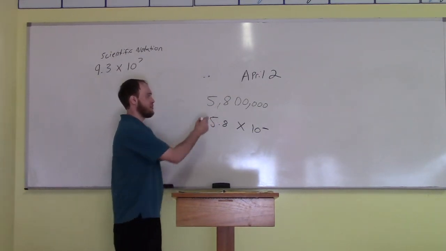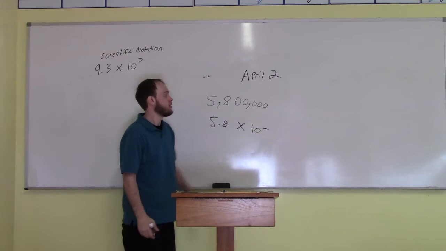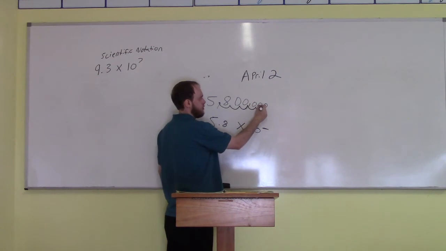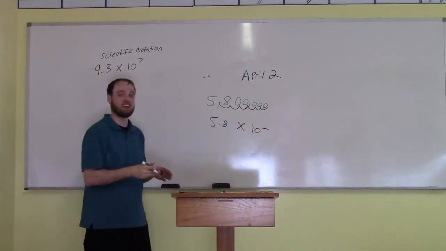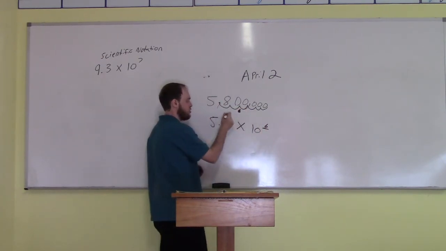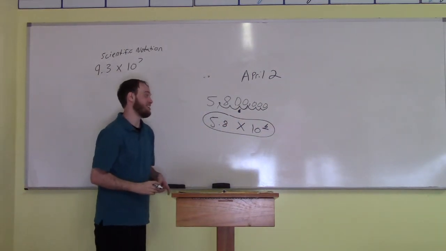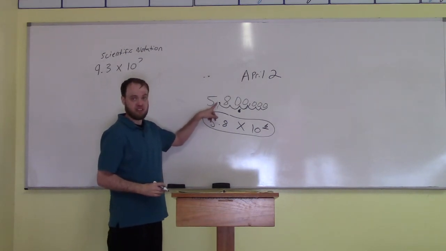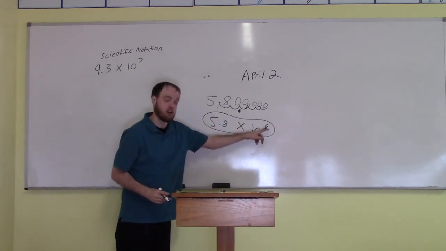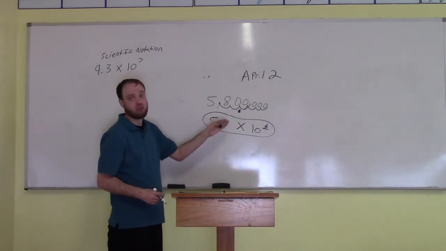If I put the imaginary decimal right here, then I count over until I get to the end, and that will give me the n. So if I count over, it'll be 1, 2, 3, 4, 5, 6. I counted over 6 times, so that means my n would be 6. So my final answer would be 5.8 times 10 to the 6th. Remember, the decimal always goes between the first and second digit, and then you count over to get the exponent. And you always write just what you see until you get to a 0, and then you stop.